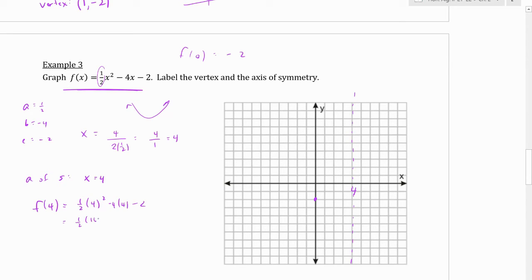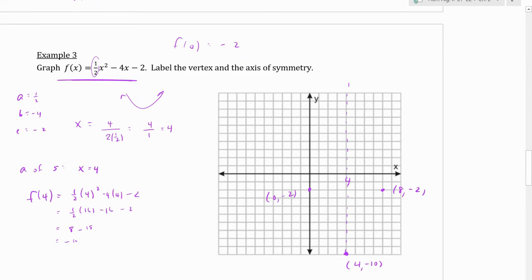So half of 16 minus 16 minus 2. There's 8. I got a negative 18 out here. I got a negative 10. So if I came down right there, I've got a vertex. Now I can go ahead and line up another point over here at 8, negative 2.